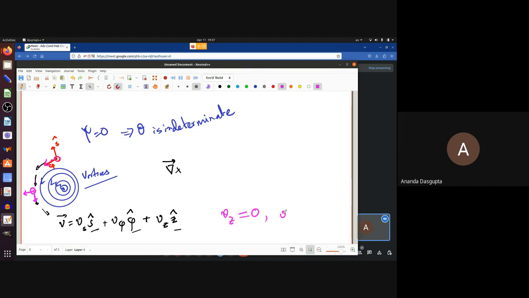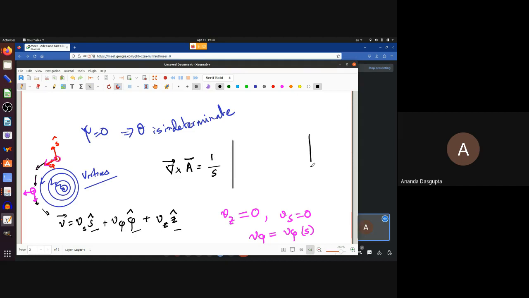So actually, Vz is not there, neither is Vs. It's only V phi, and from the symmetry of the problem, V phi can only depend on S, the distance from the axis. Now, this is a special case in this situation. Let's go back to the general formula for the curl of a vector A, any vector field, in cylindrical polar coordinates.